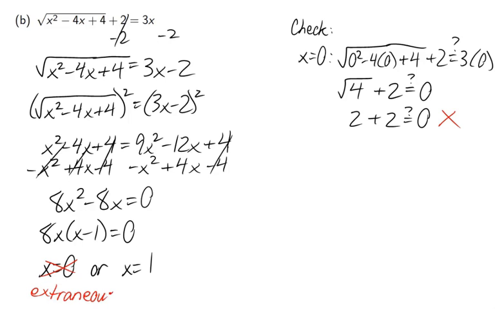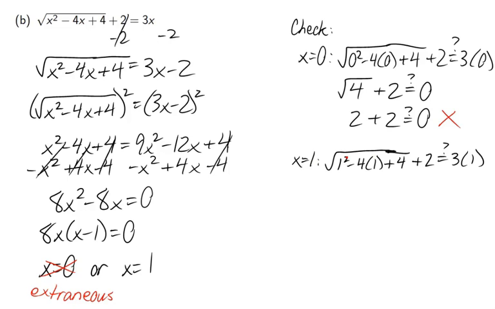However, I will point out again, just like I did in the last one, if this square root happened to be negative, it would have actually held. That's the trick behind these and why you have to check your answer. Let's try x equals 1. So we have 1 squared minus 4 times 1 plus 4, plus the 2. Let's see if that's equal to 3 times 1.